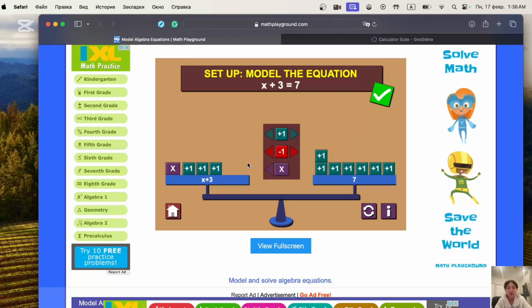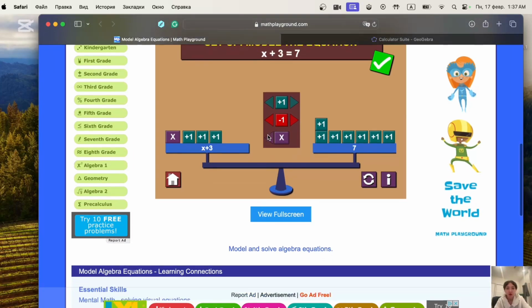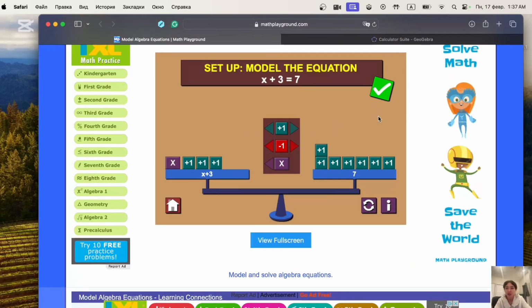So this keeps the equation balanced because subtracting the same value from both sides maintains equality. The math playground applet visually ensures the equation remains balanced. When I add or remove tiles from one side, I must do the same on the other side to keep the balance equal. The applet provides feedback by making the equation correct when it remains balanced. And we can also see the green sign that everything is correct.